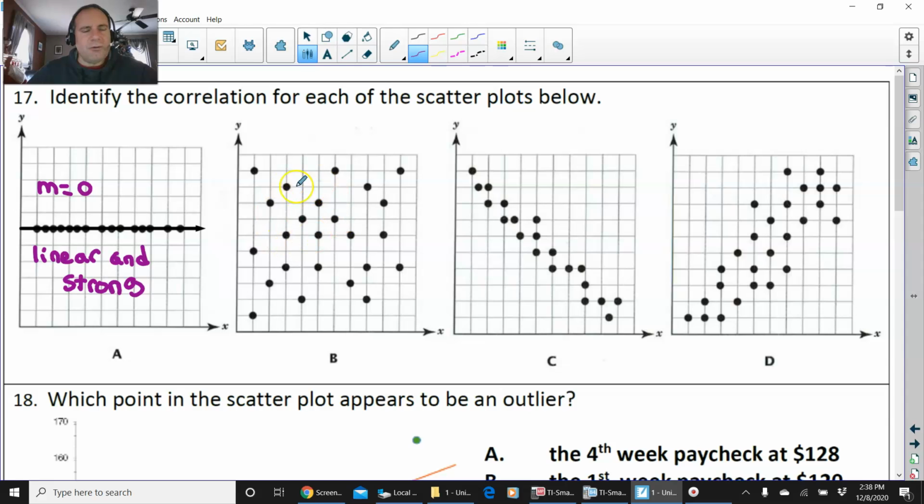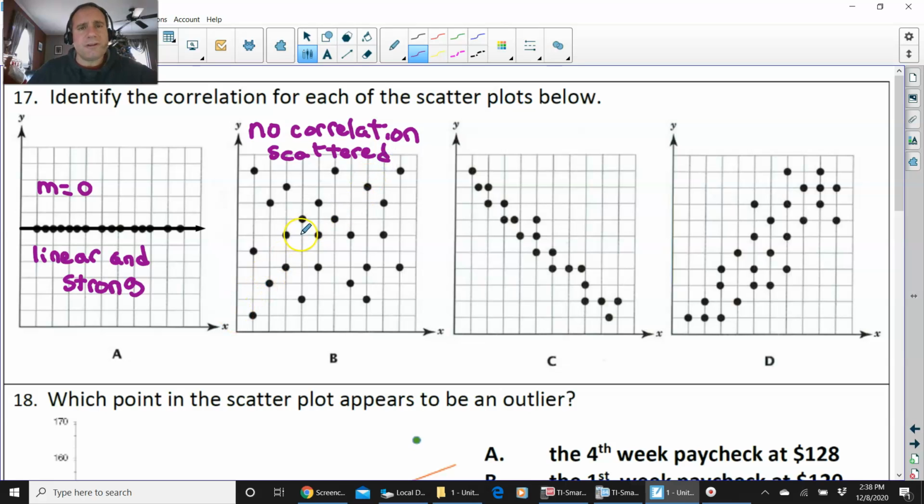There is no correlation for this one. The points are all over the place. They're scattered all over. No correlation, no association, no correlation. Scattered. You can't draw a trend line on this because they're scattered all over the place. All right, so that's it.